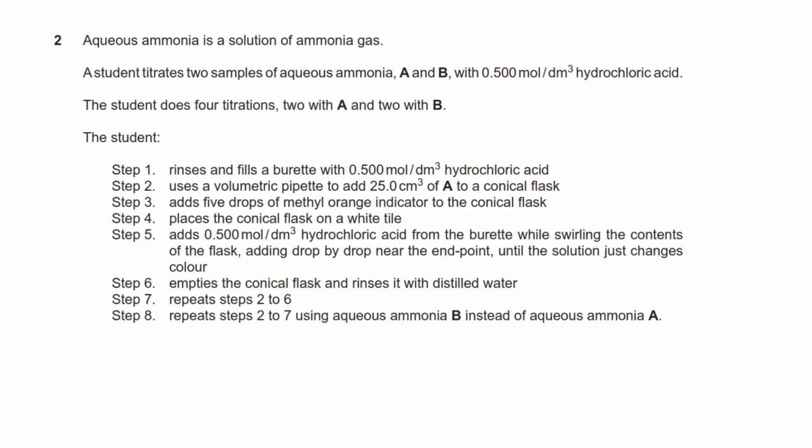So moving ahead, question number 2, it says aqueous ammonia is a solution of ammonia gas. A student titrates two samples of aqueous ammonia, A and B, with 0.5 mole per decimeter cube hydrochloric acid. Remember, aqueous ammonia is NH4OH, and this is our HCl, and ammonia gas is NH3. This is aqueous ammonia.